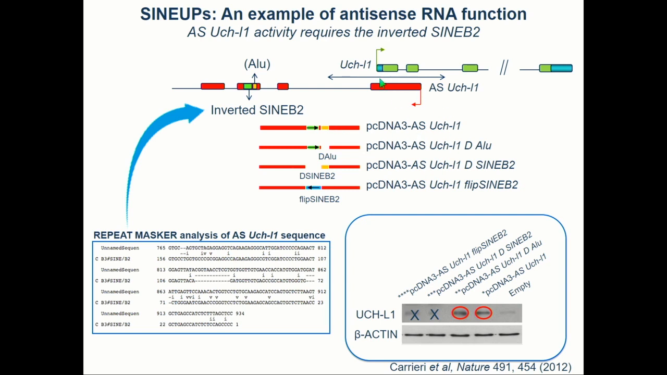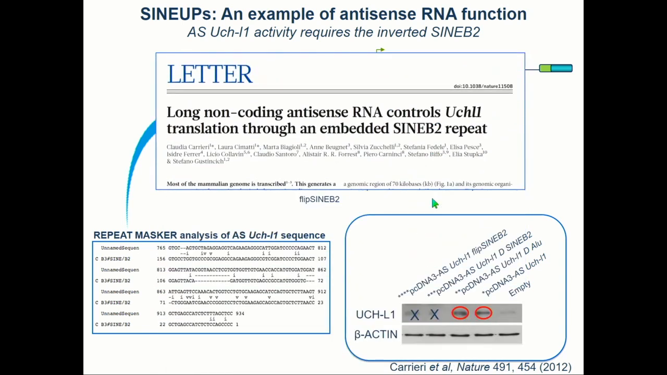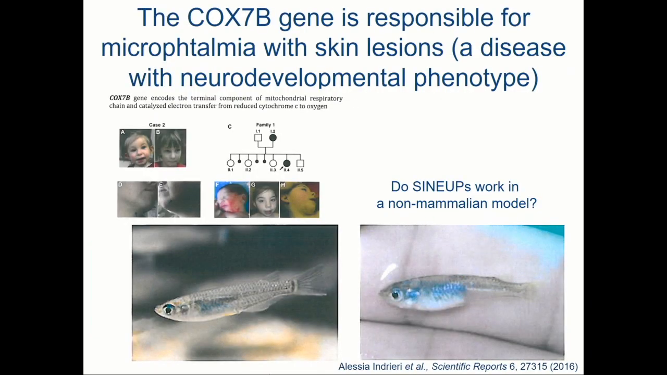Also, it's not shown here, but the antisense region is as well important, and we have many more controls and other studies to validate this. So with Brunella, actually, they've been checking if we can, for instance, use this antisense to induce protein translation in vivo. And actually, they studied the COX-7b that is responsible for microphthalmia with skin lesion, using the Medaka fish. And the model is this.